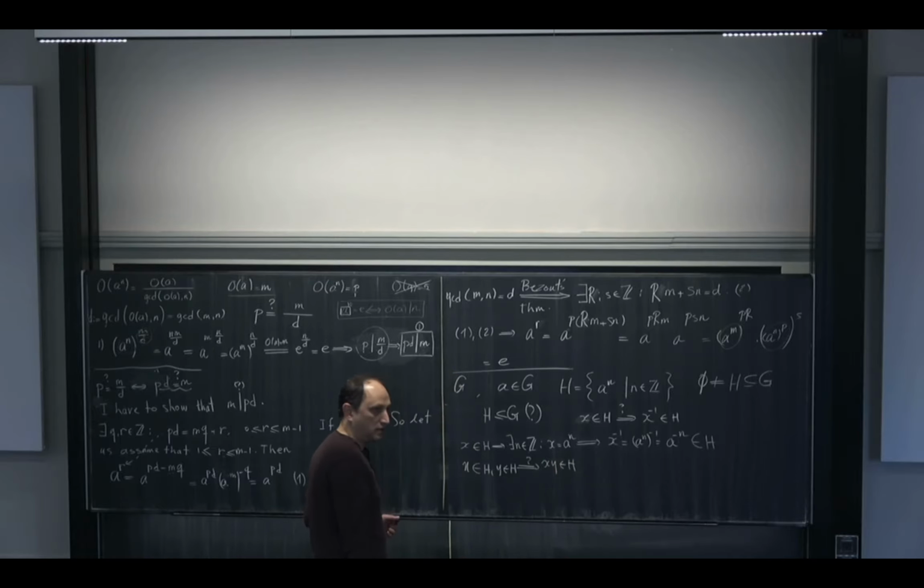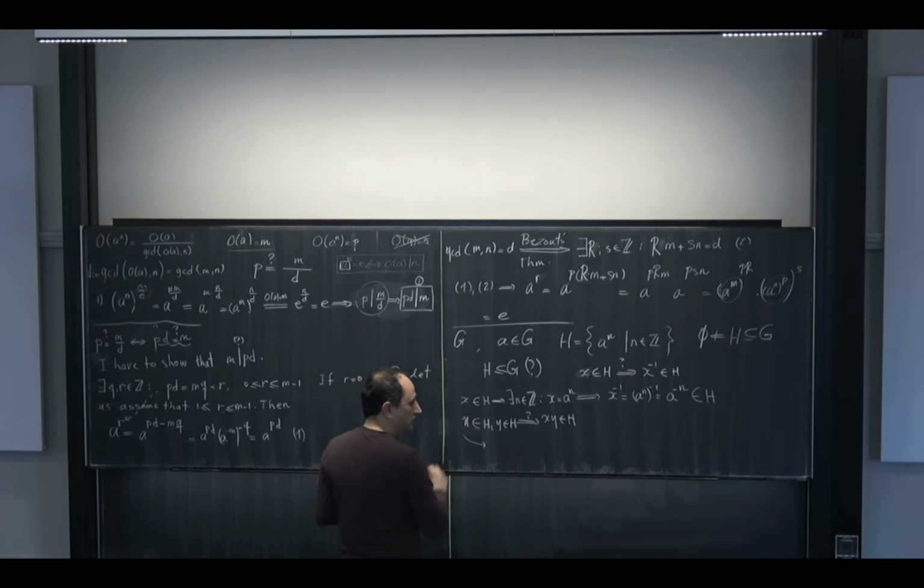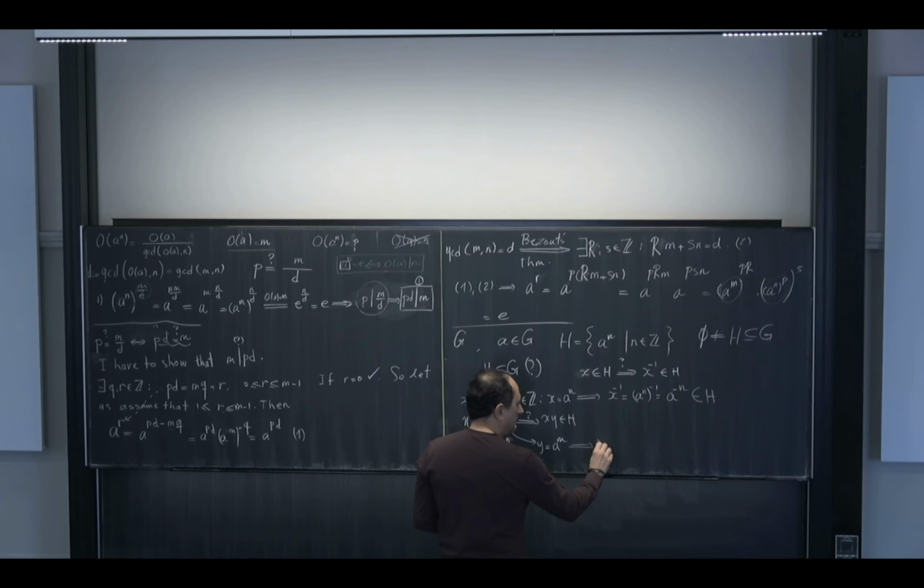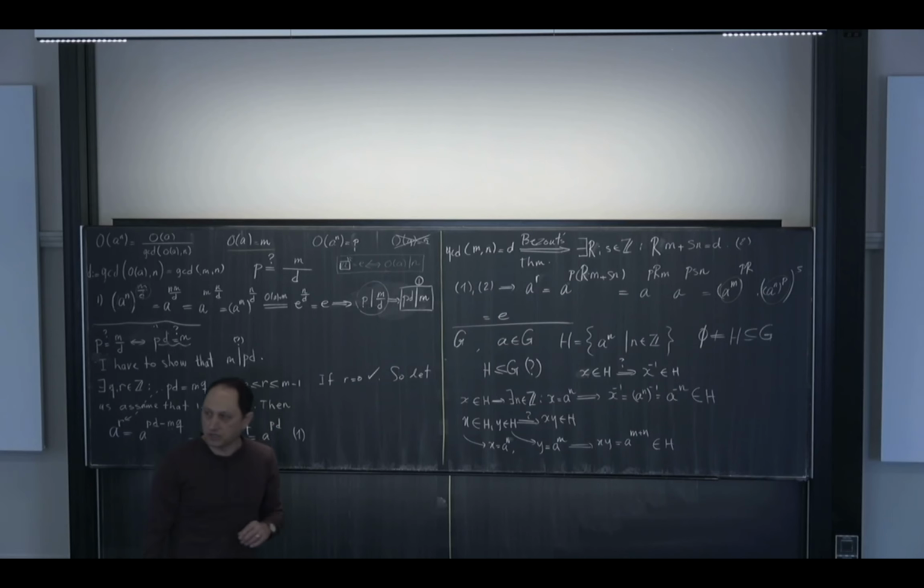Do you see that? When you say x belongs to H, what does it mean? It means x is a to some integer power, a^m. I'm just making it very short. And y is a to some integer power, a^n. Then when you multiply them, it becomes a to the power m plus n. Do you agree this is in H? Yeah, because that's an integer power of a. It's in H. So it's a subgroup.